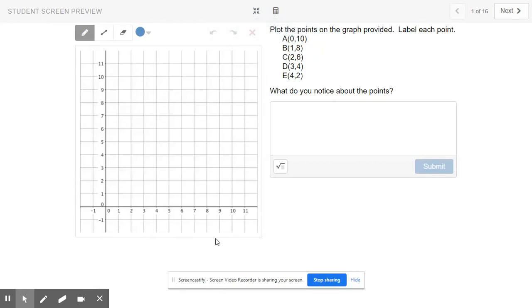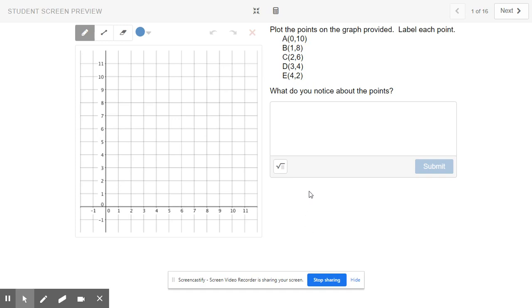Hello, students. Today we are doing lesson 10 from Unit 2. And in this lesson, we're going to be starting to graph. So, the very first thing I would like for you to try to plot these points. This is review. So, take a minute to try to plot these points on this coordinate grid.